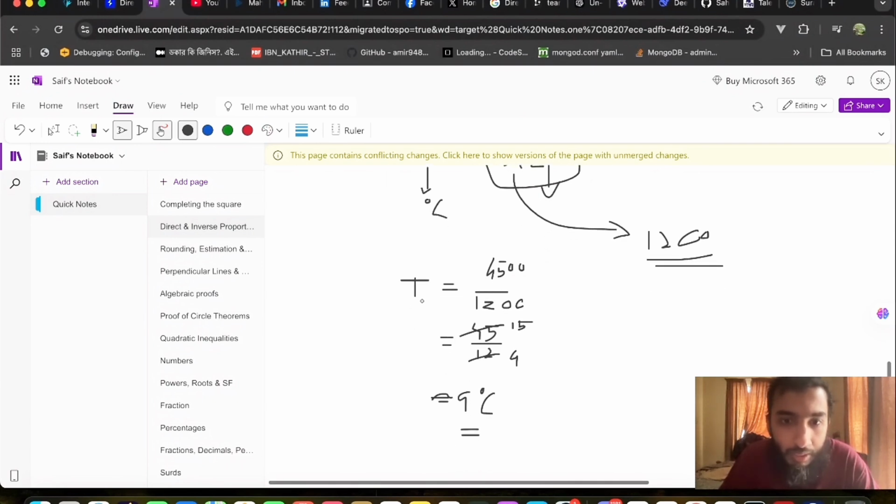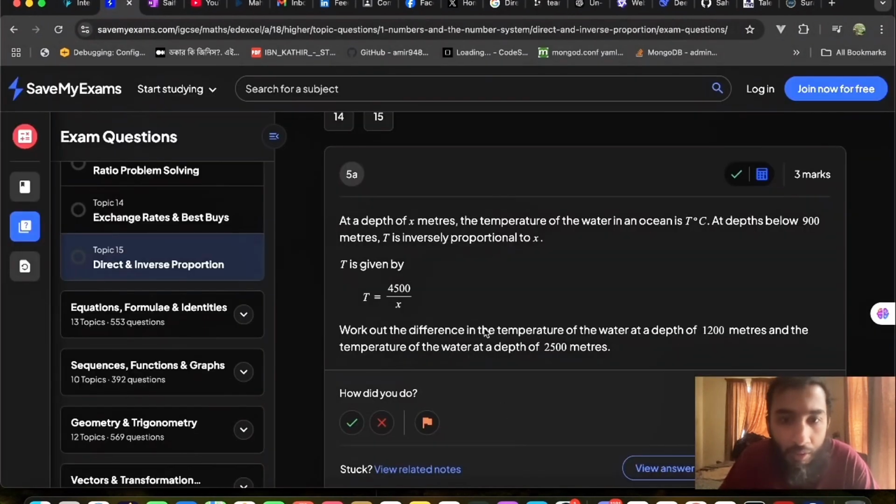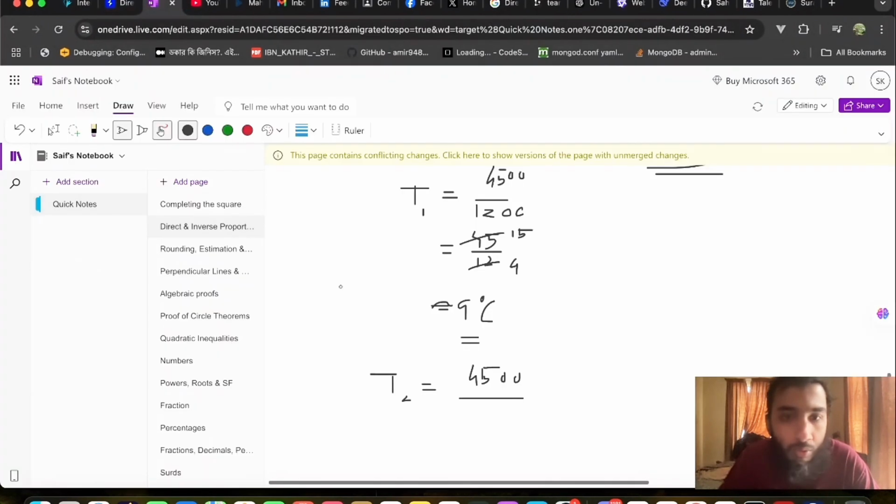So let's say this is T1, and T2 is what? Let's say 4500 by, now the depth that you have to measure is 2500 meters. So you have to measure the temperature T. So this is 45 by 25, which can be represented as 9 by 5, right? So it is roughly around 2 degrees Celsius.